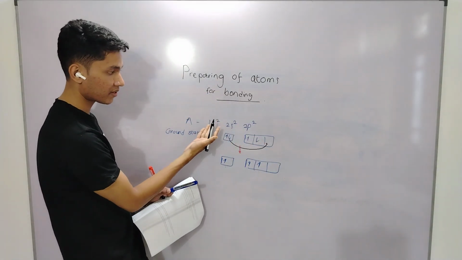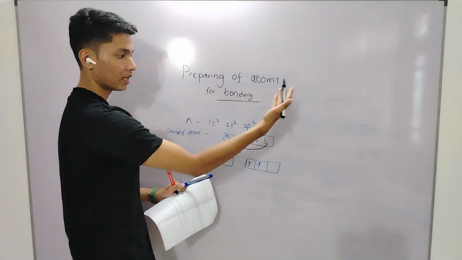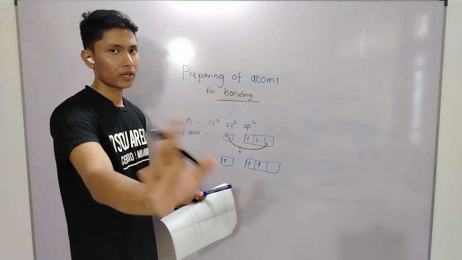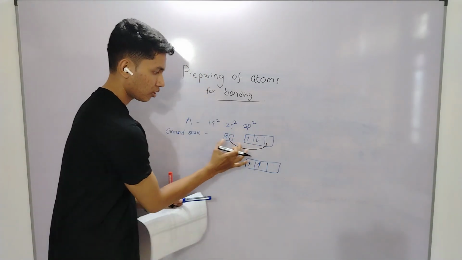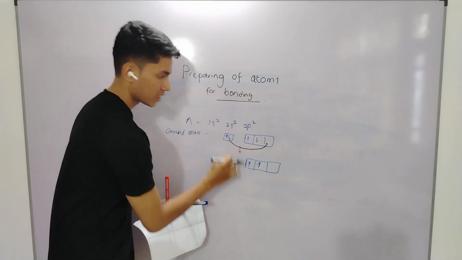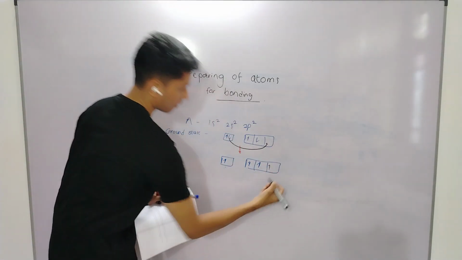Now you can't transfer this electron to the 2s orbital, okay? You cannot transfer like that. You can transfer an electron from a completely filled orbital of the same energy level to an empty orbital of the same energy level. That's what is called the excitation moment.